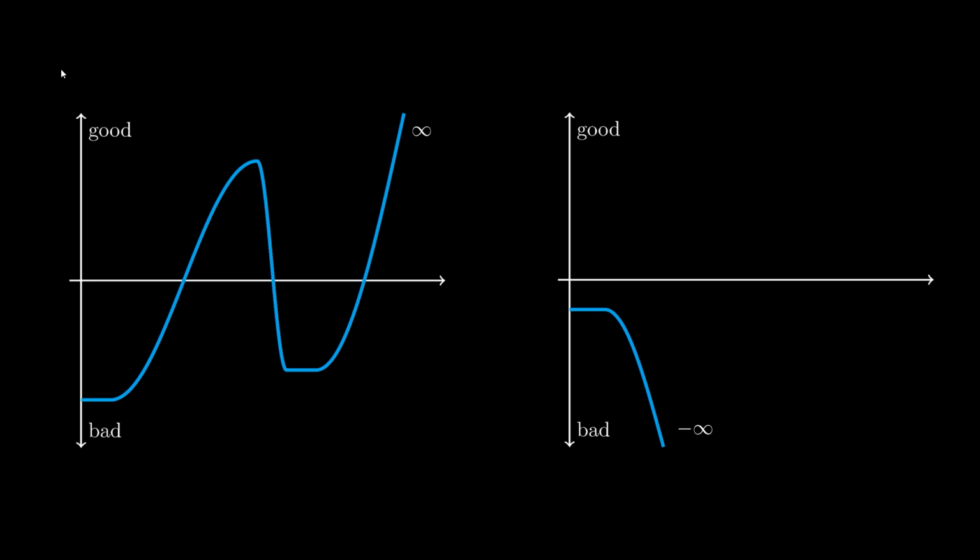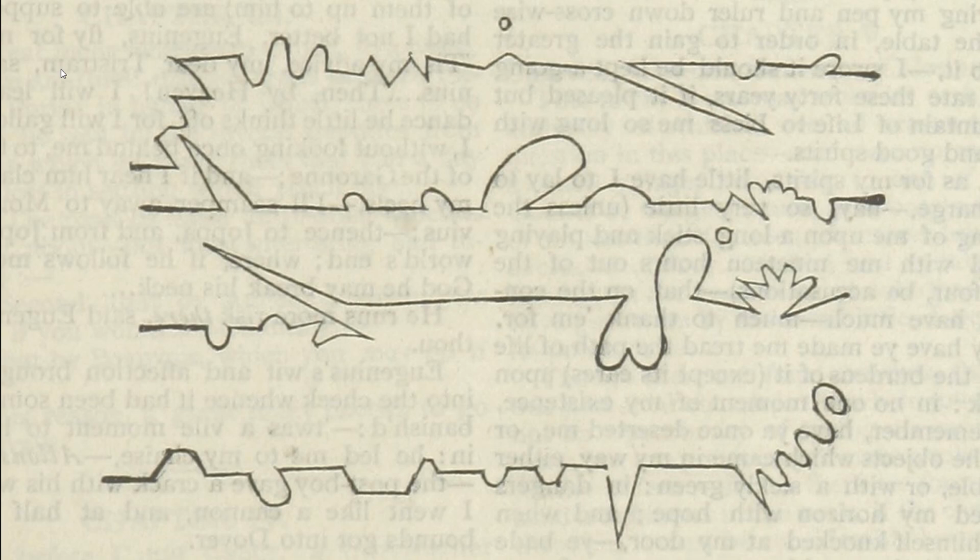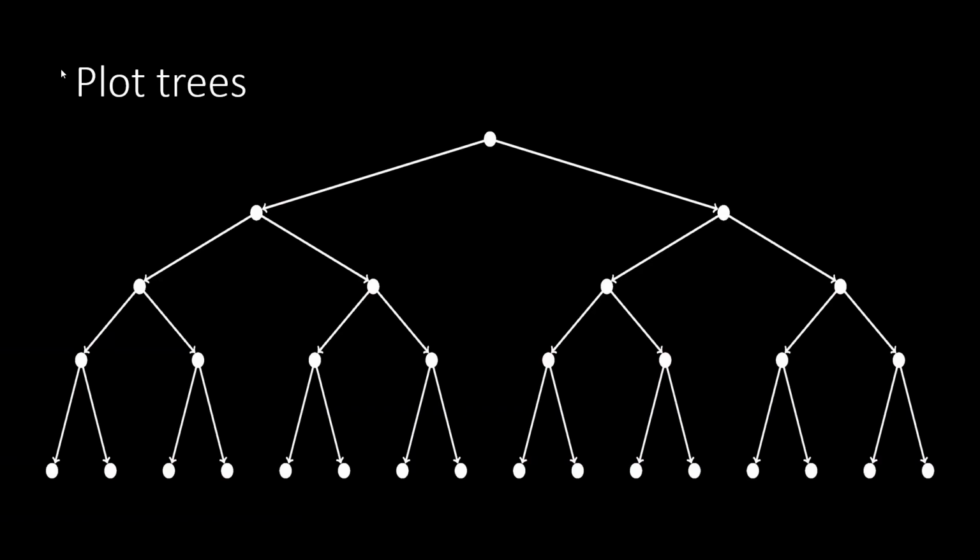Another example of a graph of a plot is, of course, in Tristram Shandy, where Laurence Sterne is describing how he has meandered from just telling the story so far. This is in about chapter 40. He might have been born by this point, Tristram Shandy, I can't quite remember, but you know, we can draw these little plot lines. However, this isn't really very mathematical. Let's do some mathematics. Plot trees.